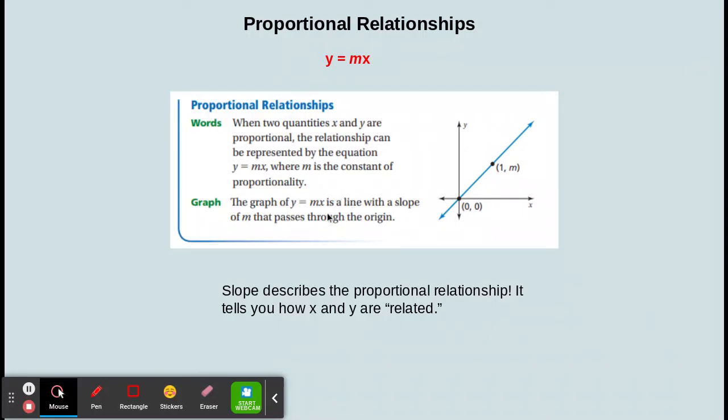Remember, m is also the slope of the line, which describes the steepness or the relationship between the x and y variable. Now remember, proportional relationships, when we graph it, it must be a straight line that passes through the origin.